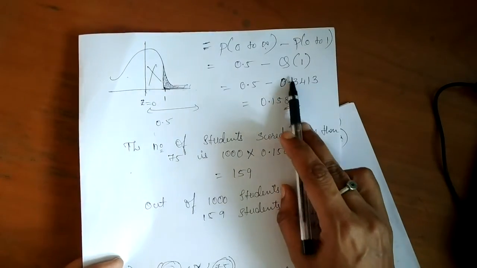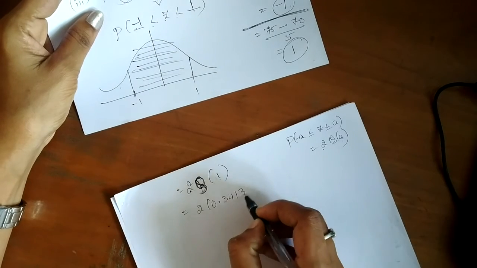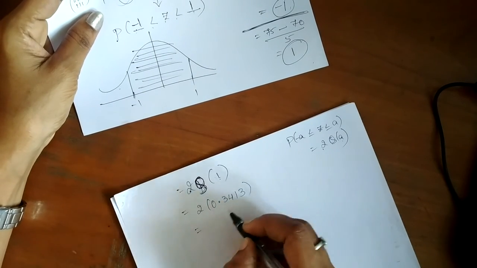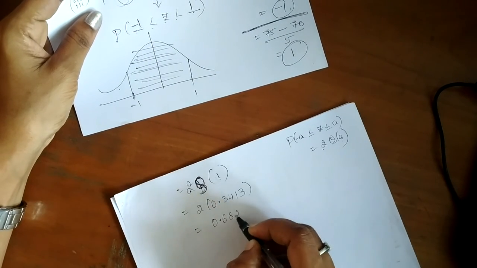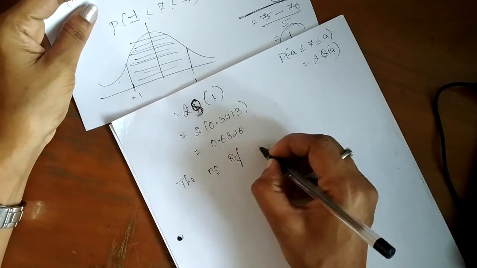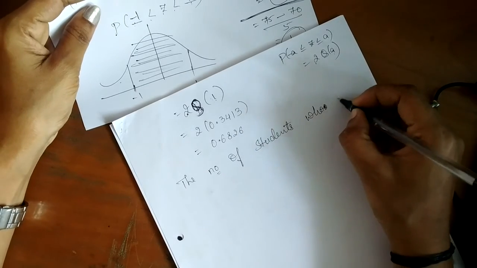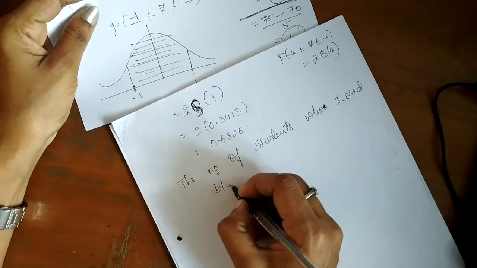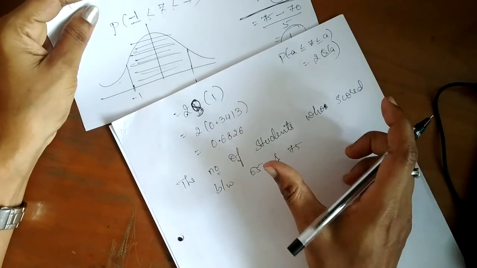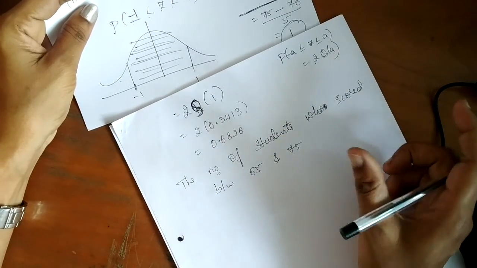Q of 1 we already found, that is 0.3413. Now when you multiply this, you will get 0.6826. Now what does it mean? This means the number of students who scored between 65 and 75. How many students have scored between 65 and 75?